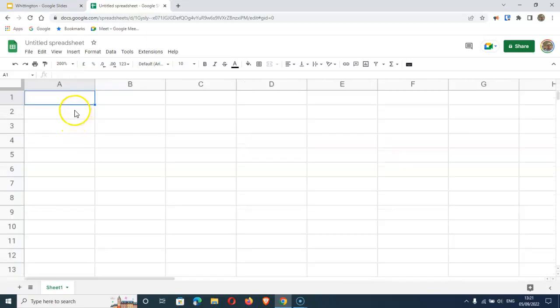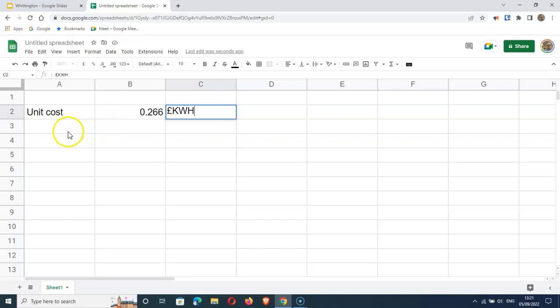Now what we've said is that the unit cost that I'm working with is 0.266, and that is my price per unit, my price per kilowatt hour. What we also have got here is the item that I'm going to be looking at, the appliance. And the appliance I want to look at is my kettle.